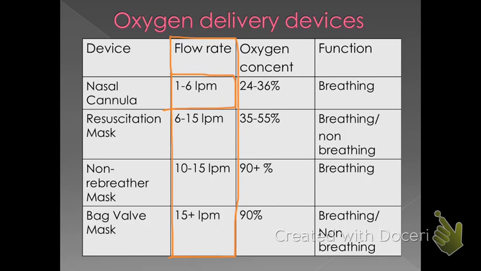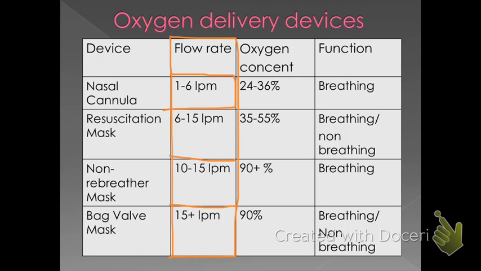With our resuscitation mask, because it fits around the patient's nose and/or mandible and has more room for oxygen to fill its space, you can increase the liters per minute to about 6 to 15. With the non-rebreather mask, because there is a bag associated with it, the liters per minute can be increased to about 10 to 15. And last but not least, because we have not only a bag, but a valve and a mask, we can increase the liters per minute on the bag valve mask to at least 15 liters per minute.